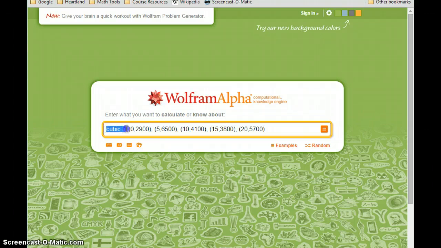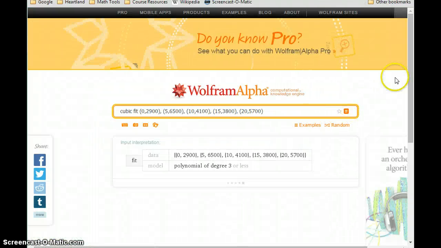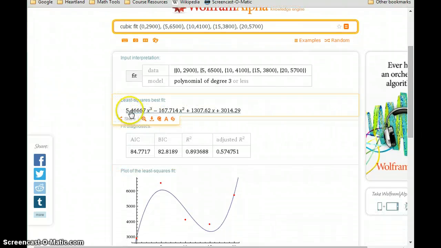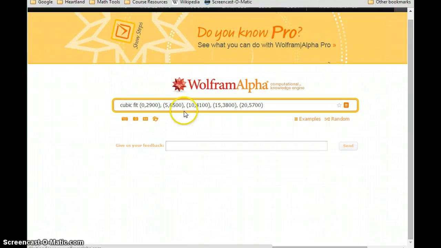And we're going to start off with this command, cubic fit, because what we want to do is fit this data to a cubic regression equation. So we get our cubic regression equation, 5.47, because we'll typically round these to about 2 decimal places. So we call this 5.47, 167.71, and so on. So I'll flip back over and record that in a second, but we can click on this function to again save ourselves the trouble of retyping that.